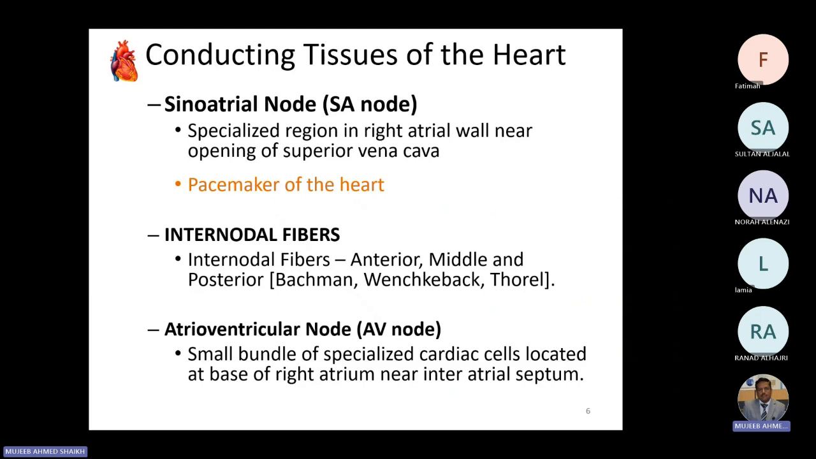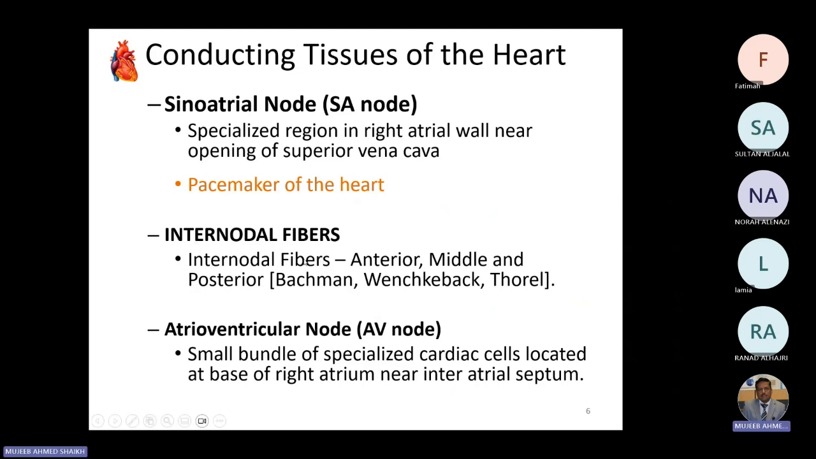The SA node is also known as the pacemaker of the heart. It is known as the pacemaker because its rate of depolarization is the fastest. The number of beats generated in the SA node is the maximum. That's why it is called the pacemaker of the heart.